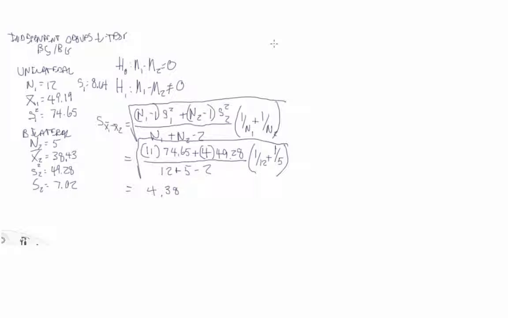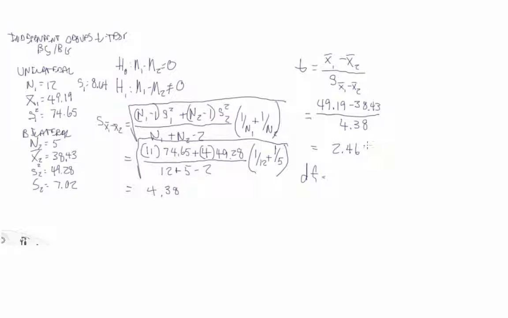Our next step then is to find t, and t is going to be equal to mean 1 minus mean 2 over our standard error. X bar 1 minus X bar 2. So plugging in those numbers, here's our mean over here. So we get 49.19 minus 38.43 over 4.38 to set that up. And our answer we come up with is 2.46.